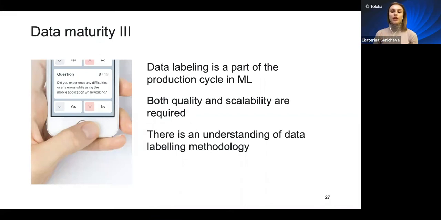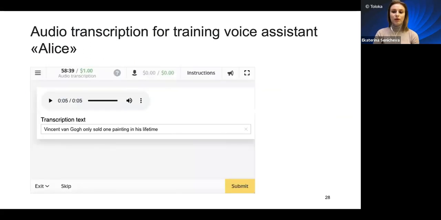So at this level, a company needs both quality and high scalability of the machine learning infrastructure. There is too much data, a production cycle is required, and the understanding of data labeling methodology emerges. What could be the examples here? Well, to improve speech recognition in Alice, the voice assistant, a constant flow of audio and transcriptions is required. So freshly labeled data is used for model retraining in production in real time.